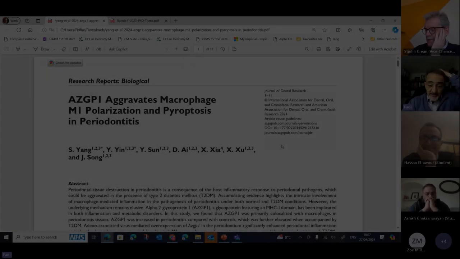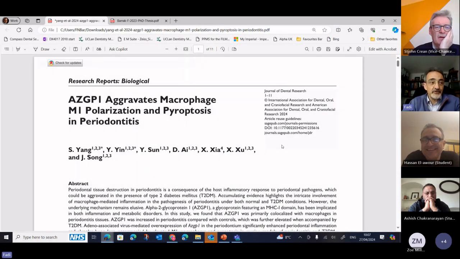So before, I know it sounds like a fancy name. So before we go any further, I'll do some explanation. This paper is basically a very interesting article by a Chinese group.